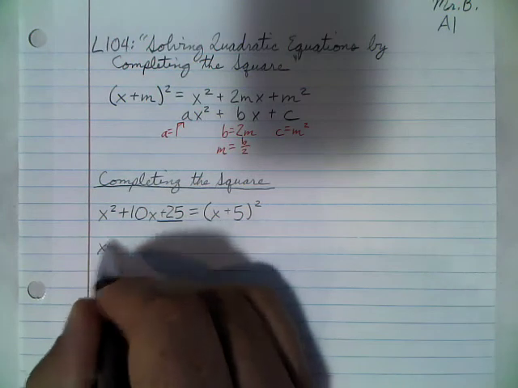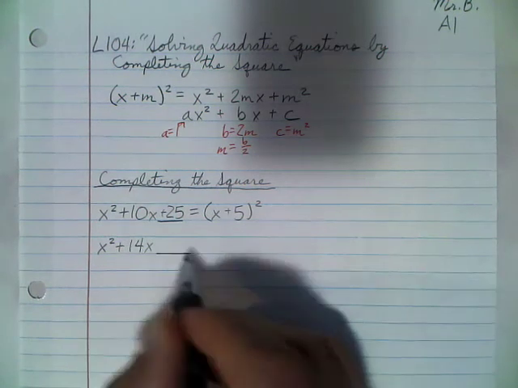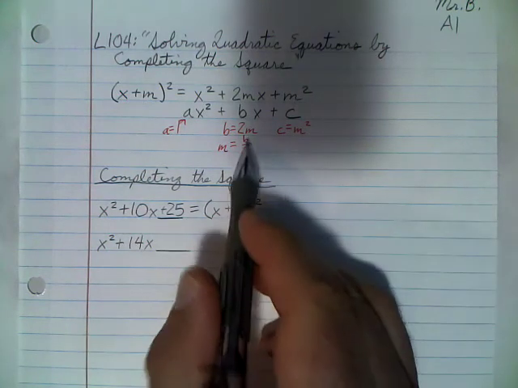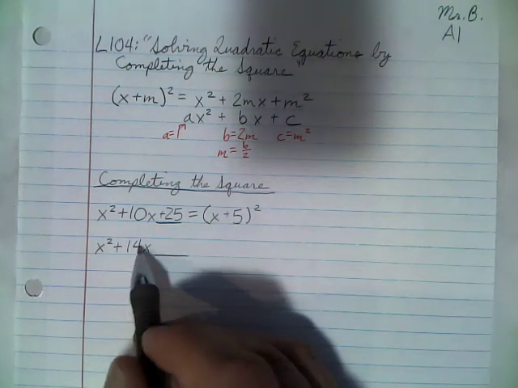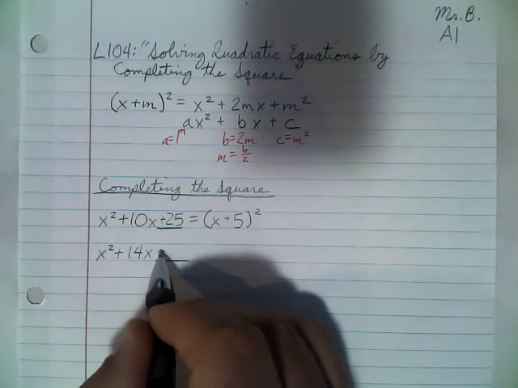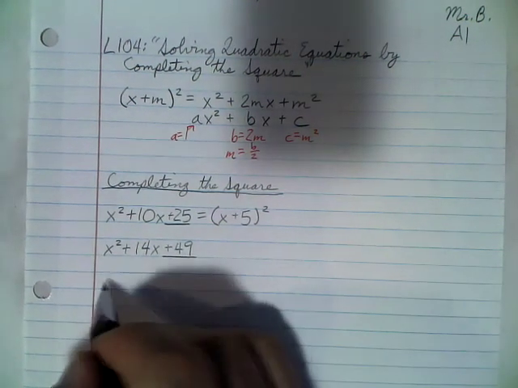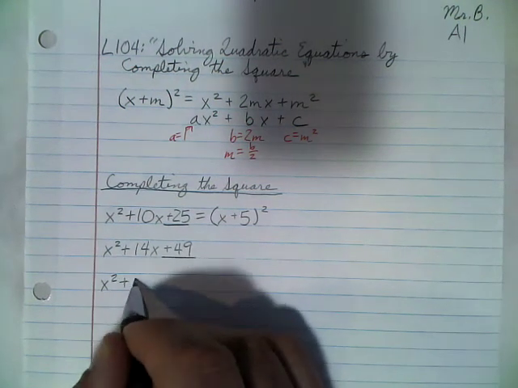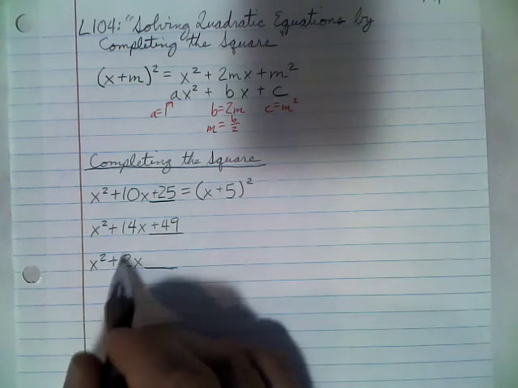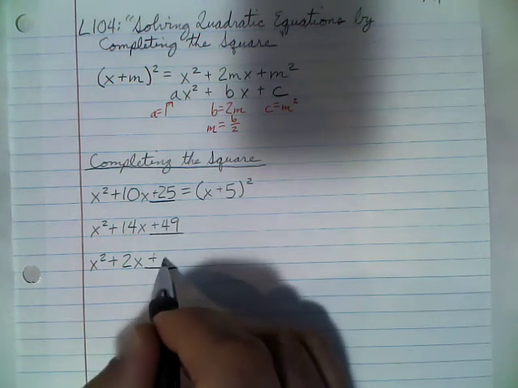Let's try another one. So this time x squared plus 14x. So what do we need to complete this square? Well, we're going to take this number right here and divide it by 2. So 14 divided by 2 is 7. And then if we square it, we get the constant. So 7 squared is 49. Let's say I have x squared plus 2x. So to complete the square, we divide this by 2. So 2 divided by 2 is 1. And then we square it. Well, 1 squared is still just 1.